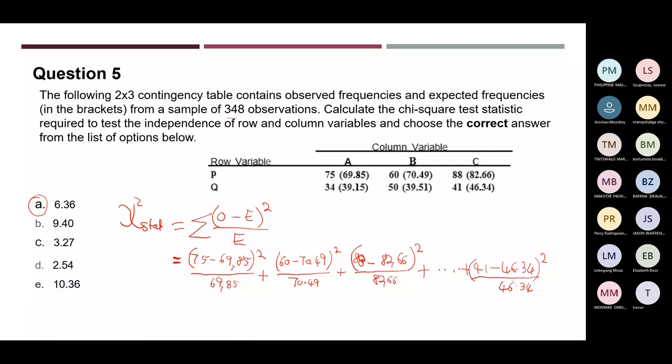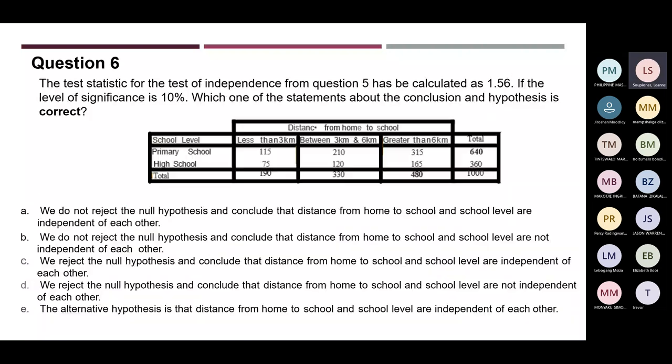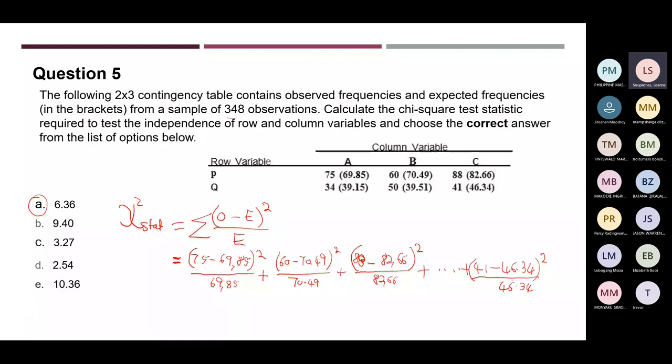Okay, so question six should be almost the last one. Question six, Lizzie? Yes. I'm scared to ask the question, but where can I get the contingency table? Anyone who has an answer to the question? It's in the link that you sent.